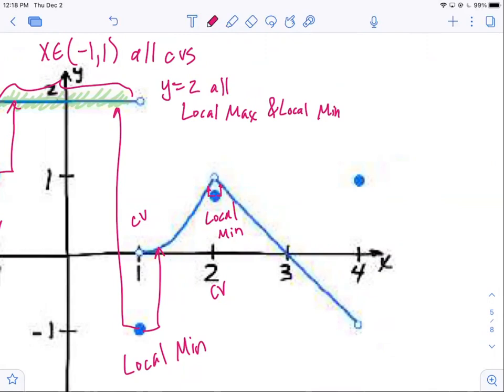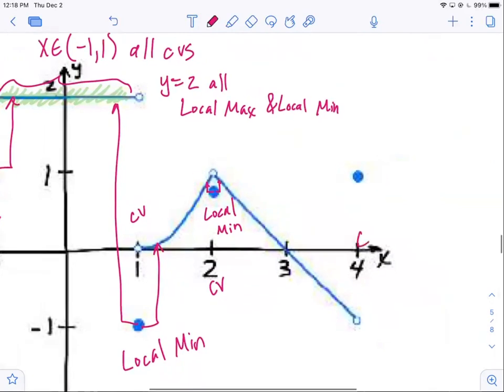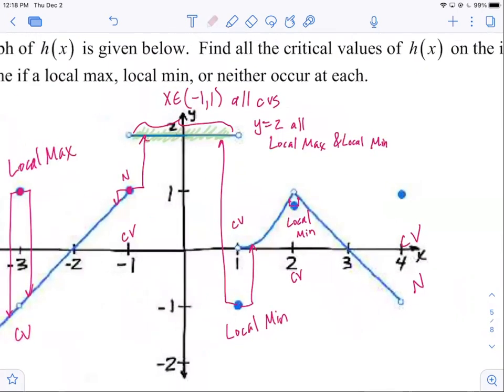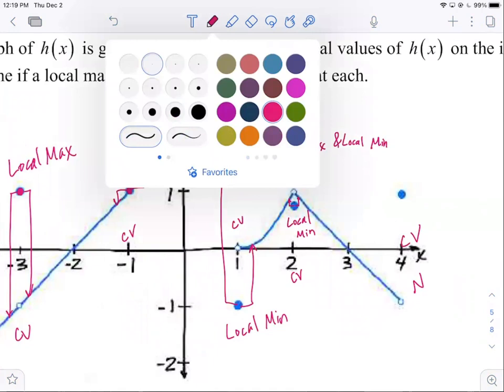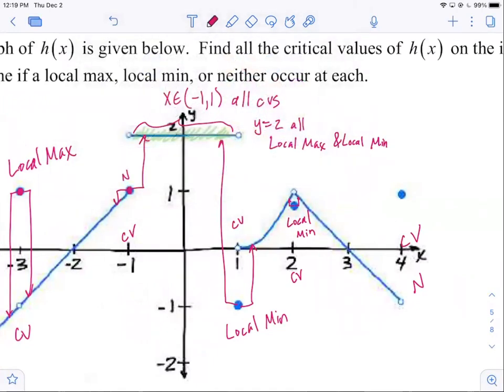Four is a critical value. It's in the domain, but it's neither. Good, it's a critical value, but because it's an endpoint, it's neither. And of course, if this dot were gone, then it would not be a critical value, right? Not all endpoints are critical values. They actually have to be in the domain. Okay. So if the dot wasn't there and it wasn't a critical value, could it still be a local min? No. If that dot were not there, it couldn't be a local min ever, really.